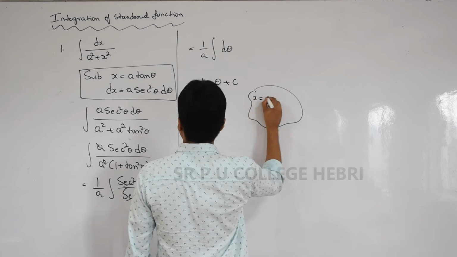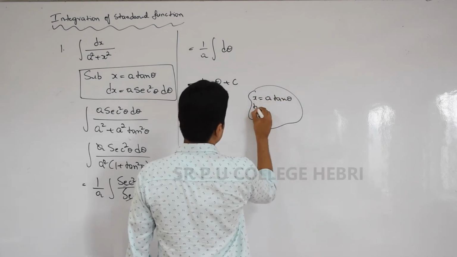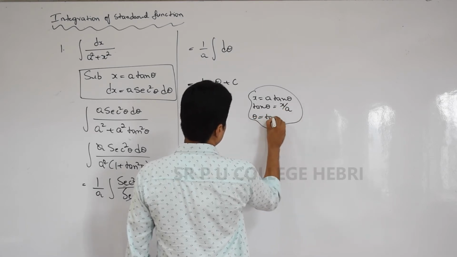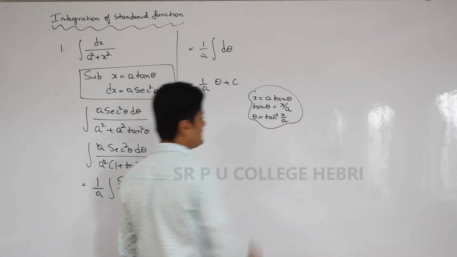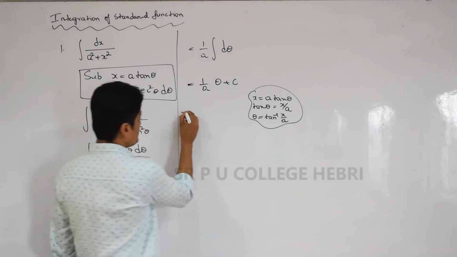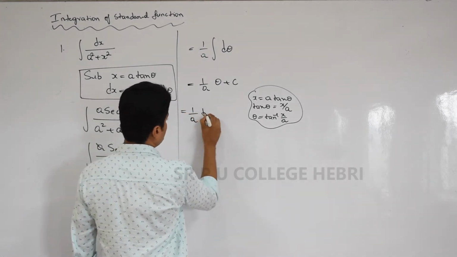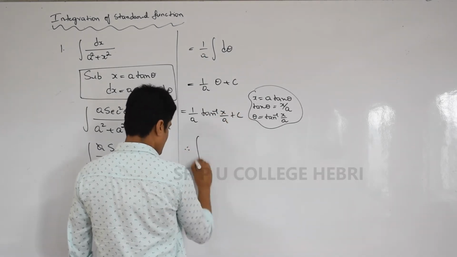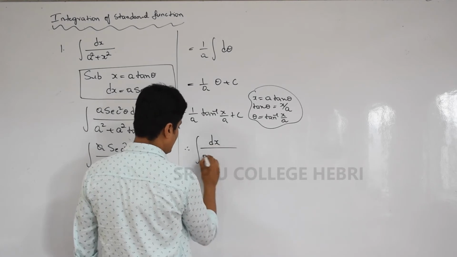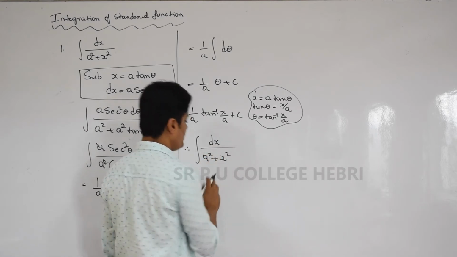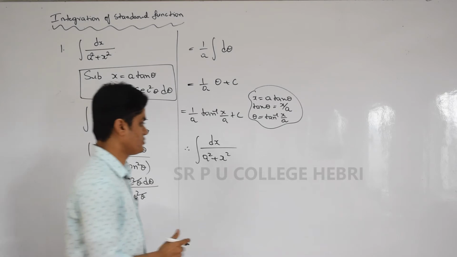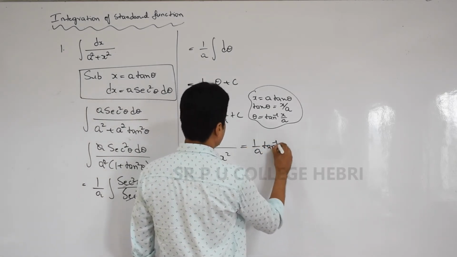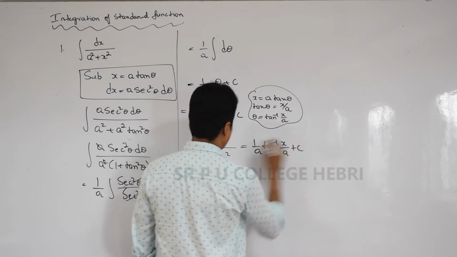x is equal to a tan theta, correct? So what is tan theta? X by a. What is theta? Tan inverse of x by a. Theta is equal to tan inverse of x by a. Substitute that here: 1 by a into theta, that is, 1 by a into tan inverse of x by a plus c. So this formula you will be asked to derive or find. The question will be, find the integration of 1 by a square plus x square with respect to x, and you must get as the answer 1 by a into tan inverse of x by a plus c.